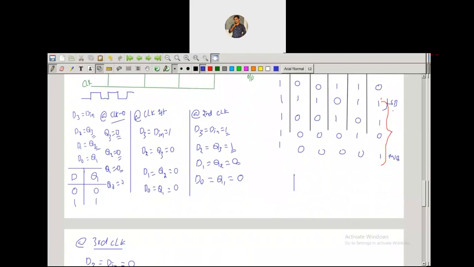Right? How many? 4. Well done. So we need the 4 clock pulses. And to get the data, or to extract the data, how many clock pulses are needed? To get the data, it's not 3, it's 4 plus 3, 7. Total we need 7 clock pulses.